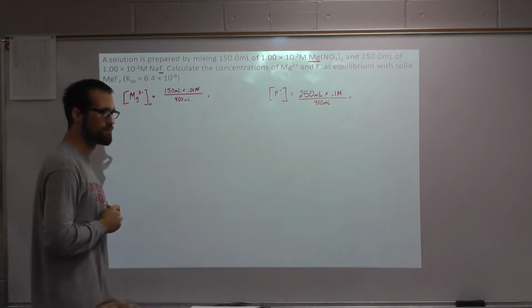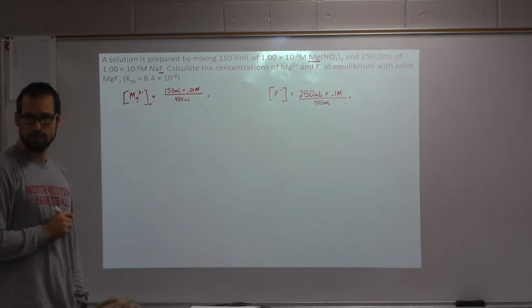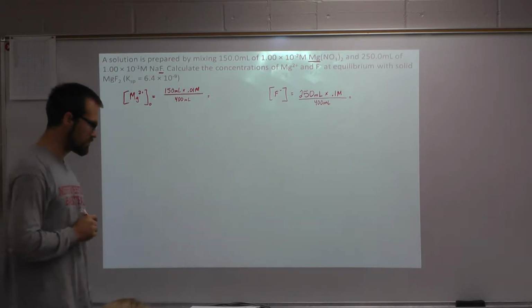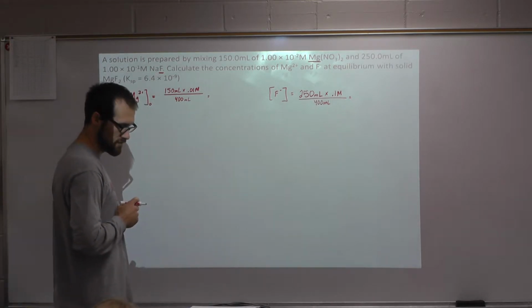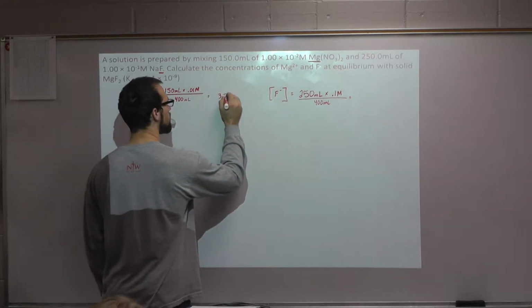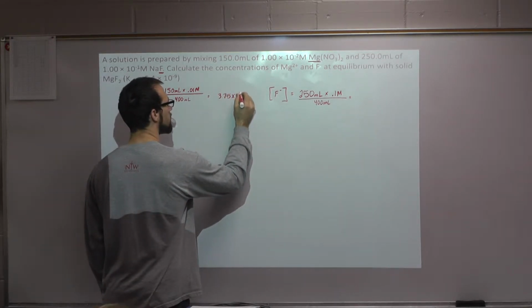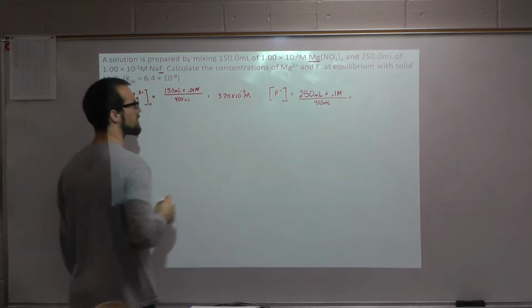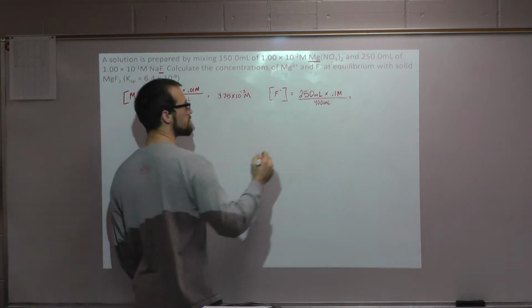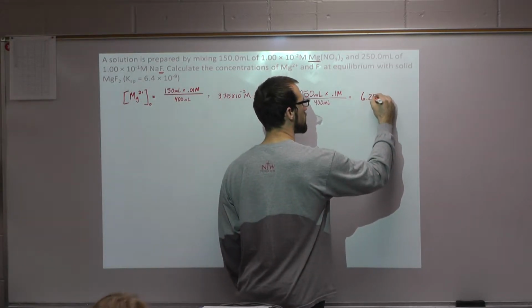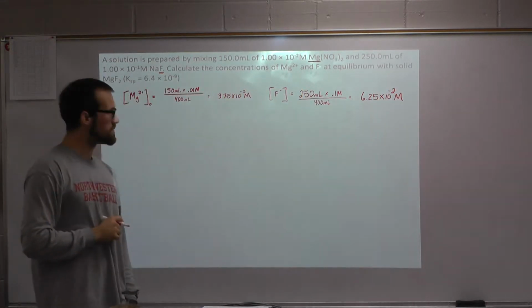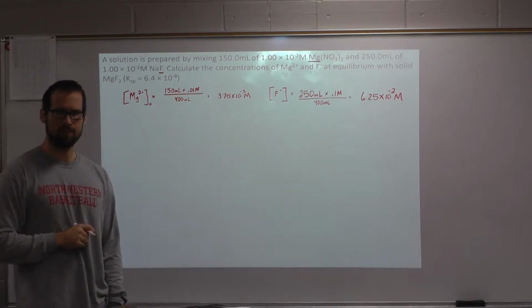Got an answer? What do you get for Mg? 3. Okay. Other one? 6.25 times 10 to the negative 2. The purpose of finding that is to find Q.